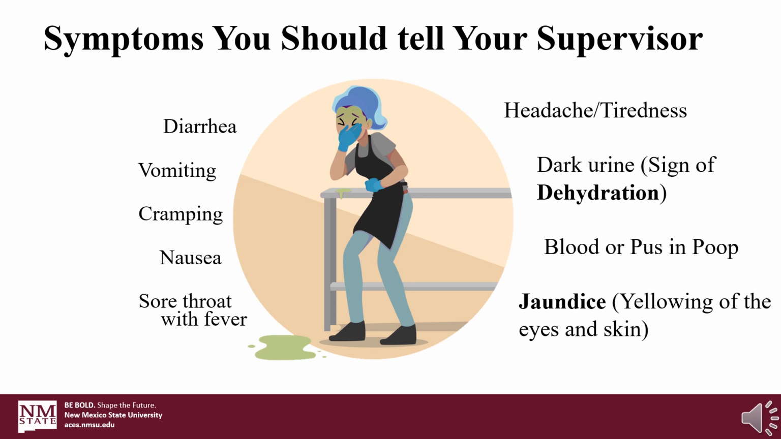The most common symptoms of foodborne illness or food poisoning are diarrhea and or vomiting. Other symptoms might include cramping, nausea, sore throat with fever, headache, tiredness, dark urine, which could be a sign of dehydration, blood or pus in stool, and jaundice.